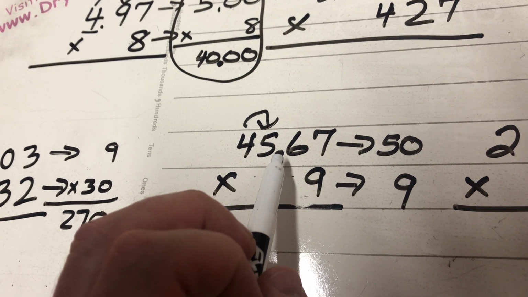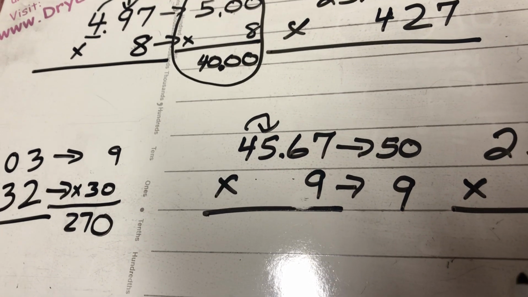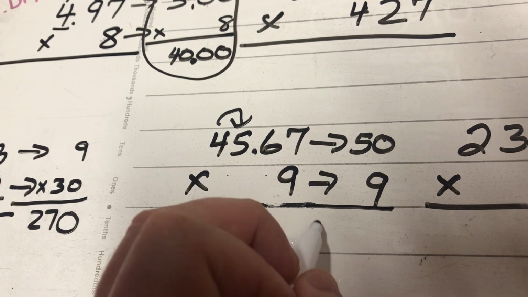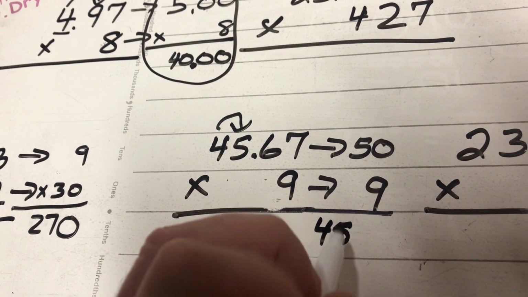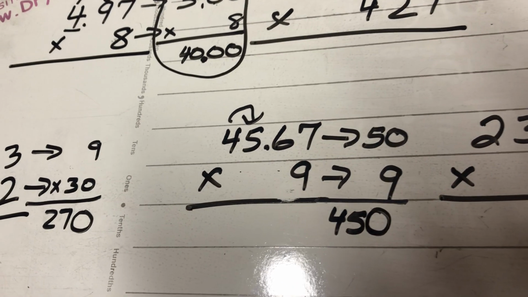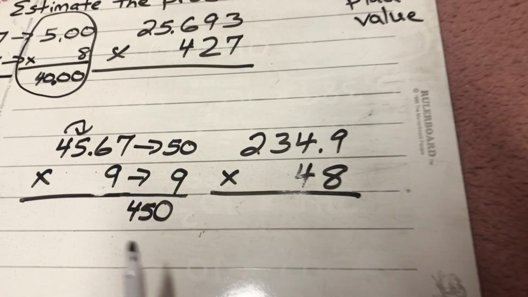If I don't want to add the decimal 0, 0, I don't have to. I can, but I can just leave it as 50. 50 times 9, well, 5 times 9 is 45. I add the 0 on for my zeros trick at the end of my number. I end up with 450. Couple more.